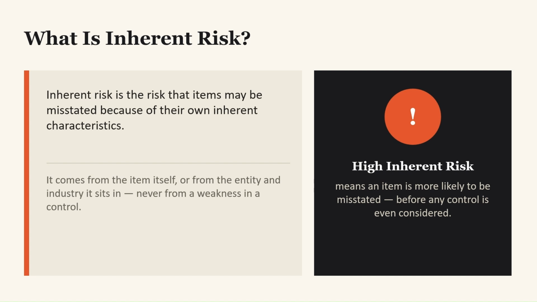So when we describe something as having high inherent risk, what we actually mean is that the item is more likely to be misstated. And crucially, this is assessed before any control is even considered. Controls come later in the process. Right now, we are purely looking at the raw underlying risk.